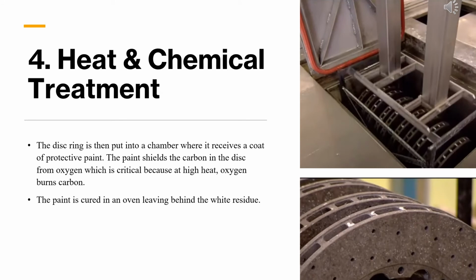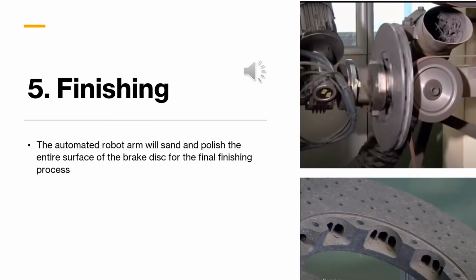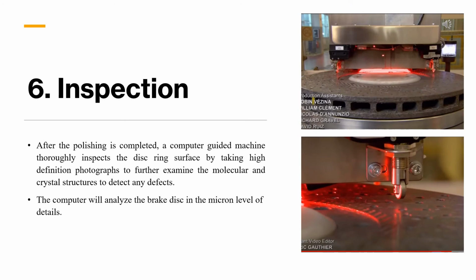Next is the heat and chemical treatment. The disc ring is then put into a chamber where it receives a coat of protective paint. The paint shields the carbon in the disc from oxygen, which is critical because at high heat, oxygen burns carbon. The paint is cured in an oven, leaving behind a white residue. So next is the finishing process. The automated robot arm will sand and polish the entire surface of the brake disc for the final finish. Lastly is the inspection process.